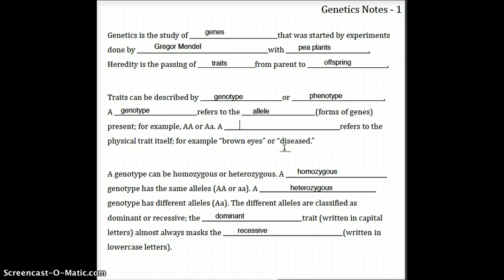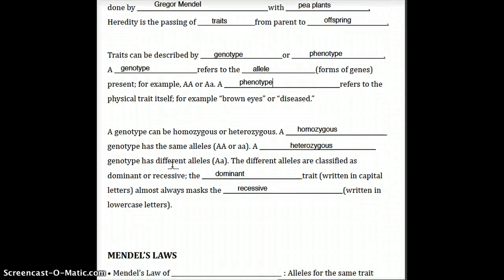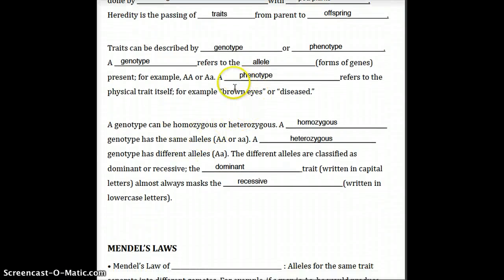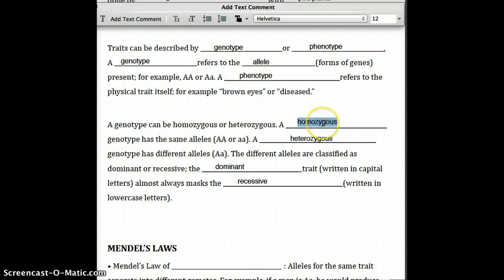A phenotype, on the other hand, you guys need to remember refers to the physical traits. And "ph" is supposed to help you remember that. So for example, you could have brown eyes, or you could have a disease such as sickle cell anemia. And it looks like we already typed everything here. Let me go ahead and delete that. That way you guys have a chance to write it on your own as we talk about it.